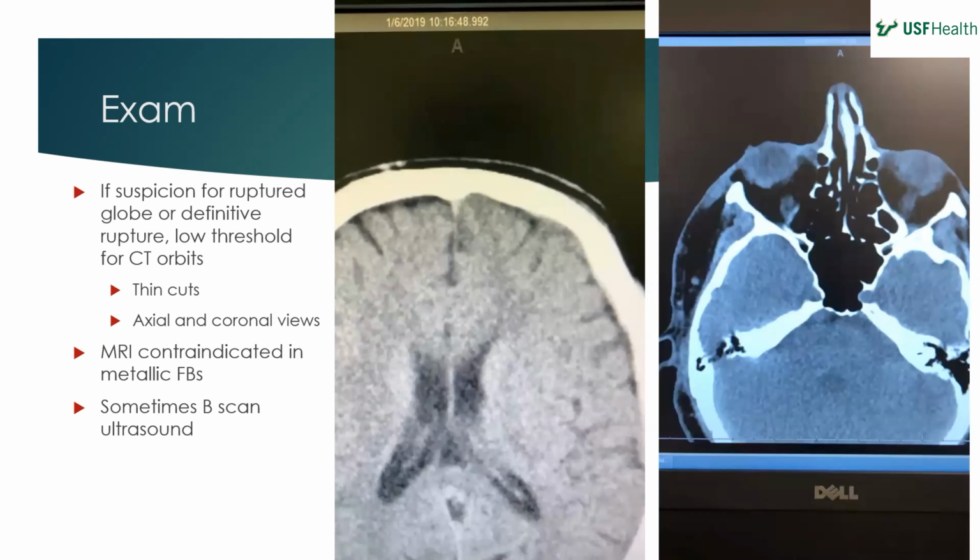I can keep going. If there is suspicion for a ruptured globe, definitely get CT of the orbits, thin cuts, and look at it yourself. MRIs don't come first. A B scan is only appropriate in things like, for instance, a needle entry into a cornea, something like an AC tap type of thing. You're not going to be B scanning patients with true ruptures.